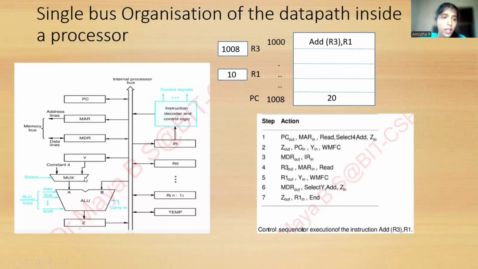So the mux is getting two inputs, that is either constant 4 or register input, and it is giving one output which is A. And then we have another input which is B, and both these inputs are given to the ALU. So with the help of the mux we are getting one input and the other one we are getting from B. And then we have the ALU. Here we have some of the operations: add, subtract, XOR, and many other things.